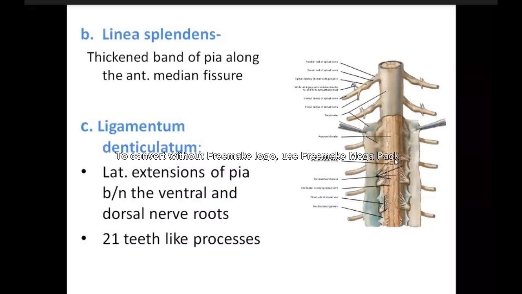So what is linea splendens? It is also a modification of the pia mater which you find in the anterior external surface of the spinal cord, that is, in the midline.